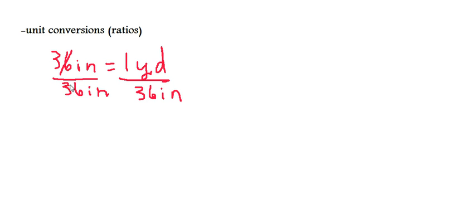I can see that 36 divided by 36 is 1. That cancels. And inches divided by inches is also 1. That cancels. So everything over here on the left side is actually just 1. So I'm just going to shift that over and write it on the right side, 1 yard over 36 inches is the same thing as 1.